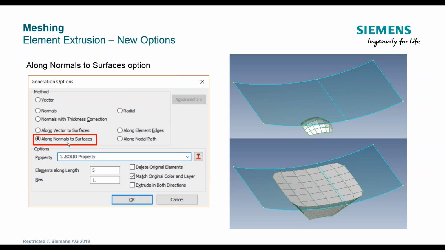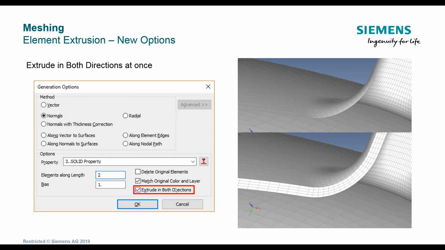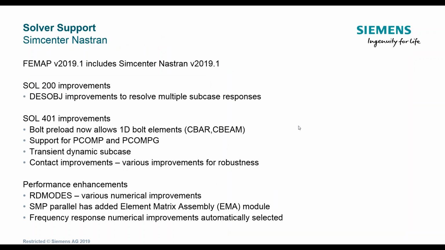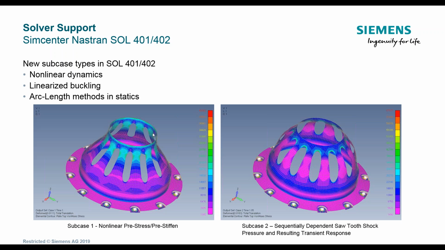More, along normals to surfaces, is another option added to the element extrude menu. And we did extrude in both directions. And here's a big one: solution 401, which is relatively new, but now Femap supports it in a much more comprehensive way. There have been a few other improvements to optimization, but the solution 401, the multi-step nonlinear, Femap is now supporting in a much more comprehensive manner.